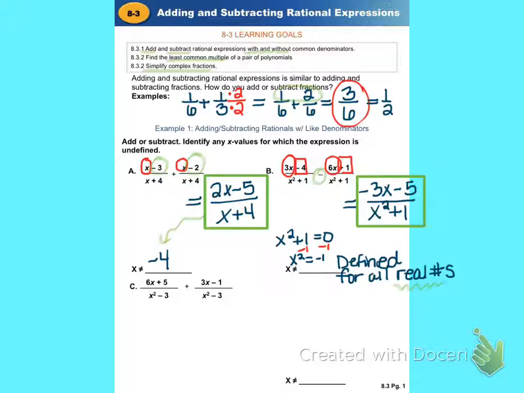So let's go ahead and make C a you-try question. And this one is an addition, so this one should be similar to example A. So go ahead and pause the video now and add the fractions in example C.